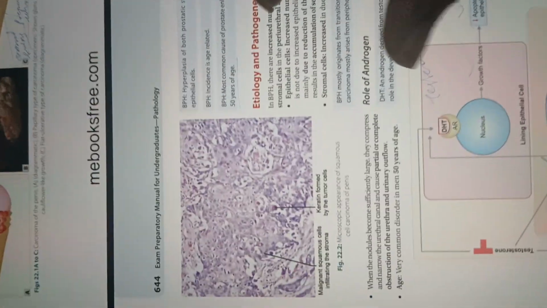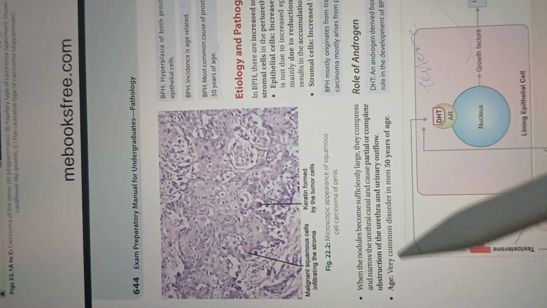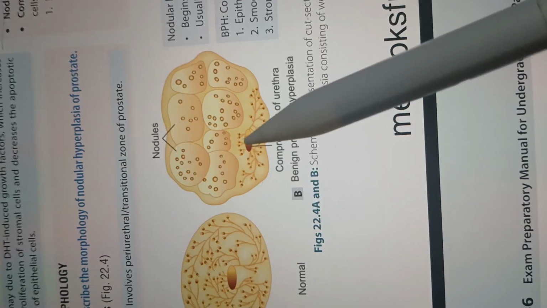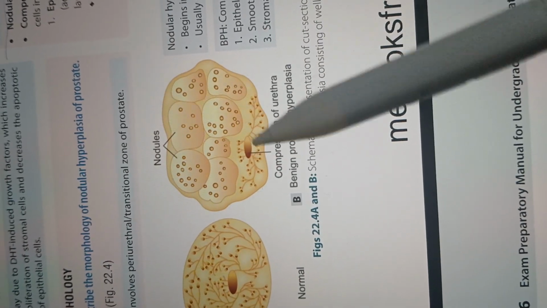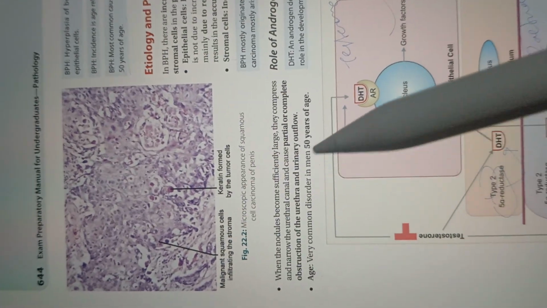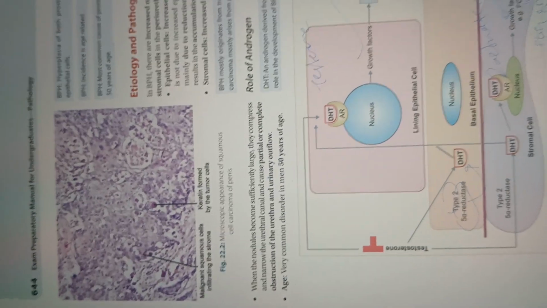And also, when the nodules become sufficiently large, they compress the narrow urethral canal, which can be seen over here. The urethral canal becomes a slit-like opening and gets positioned peripherally, and thus it causes urinary outflow obstruction.